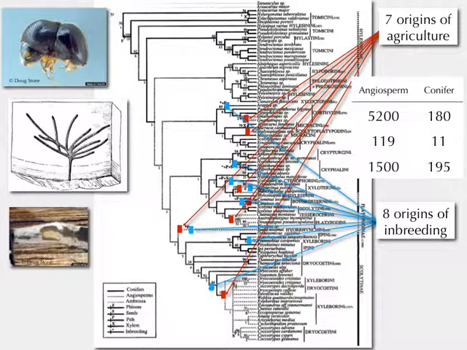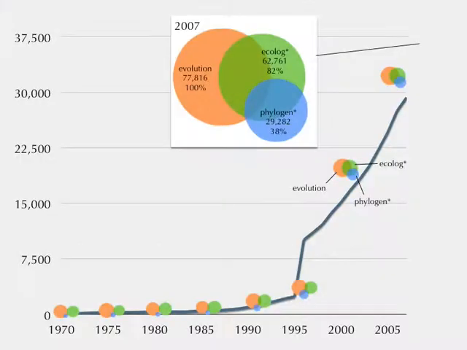And this sort of thing is what you can do with phylogenies. It's really, really cool for me. It's like a time machine to go back through time. Any questions about that? Okay.